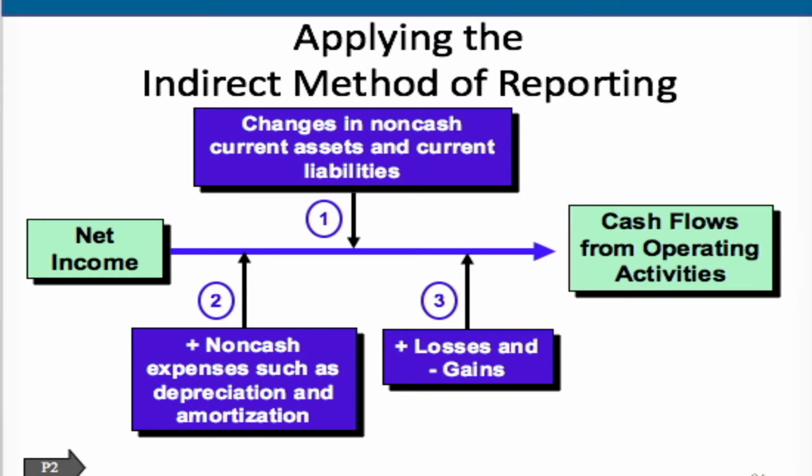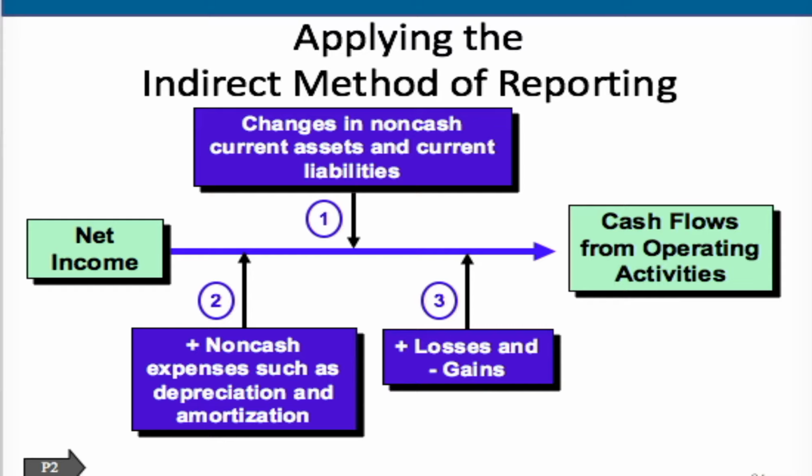The indirect method starts with the accrual-based net income and makes 3 types of adjustments to arrive at cash flow from operating activities. Adjustments to the accrual-based net income include changes in non-cash current assets and current liabilities, adding back any non-cash items that are included to arrive at net income, such as depreciation and amortization, and adjusting for gains and losses on the sale of assets. On the next slide, we will discuss further the adjustments for changes in non-cash current assets and current liabilities.